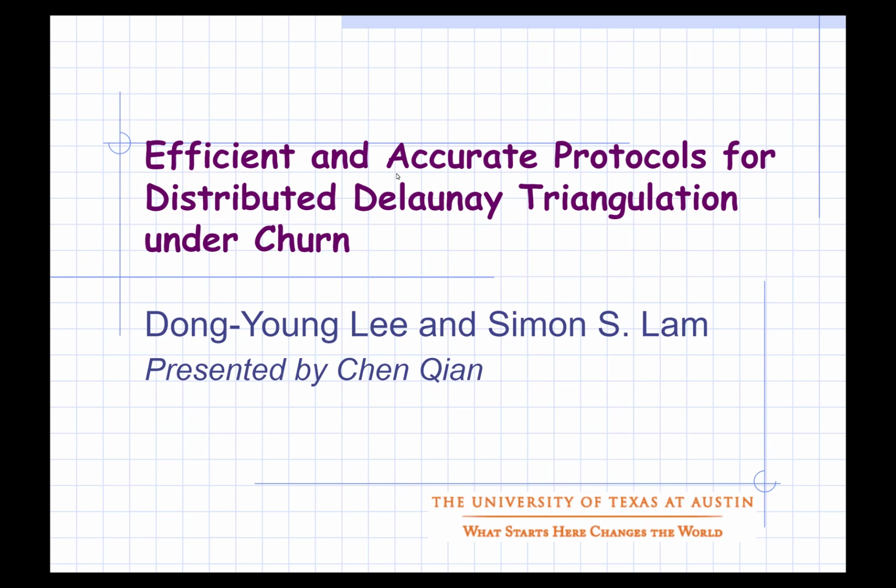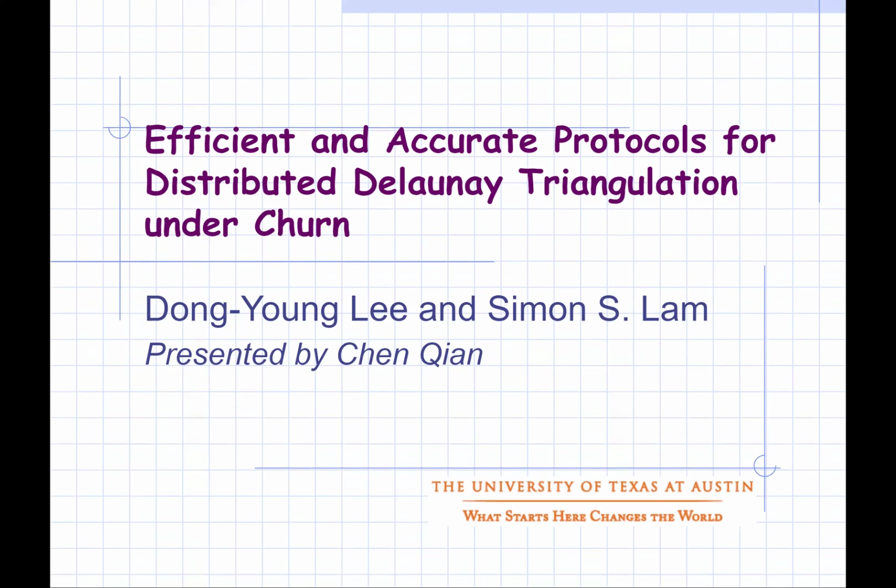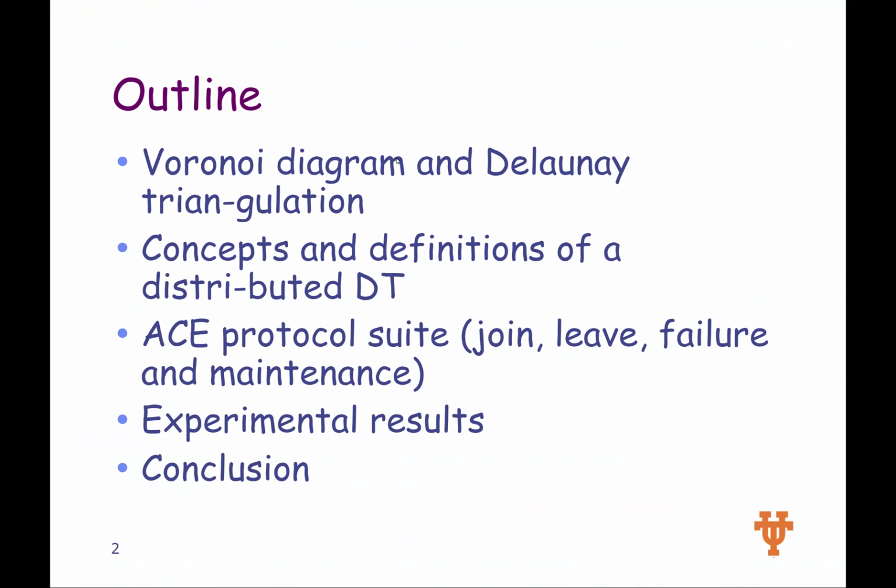Okay. So this paper is called Efficient and Accurate Protocol for Distributed Delaunay Triangulation under Churn. So I think the keywords here are distributed Delaunay triangulation. Okay. So this paper is somehow related to what we learned last time, but not closely related. A little bit somehow related.